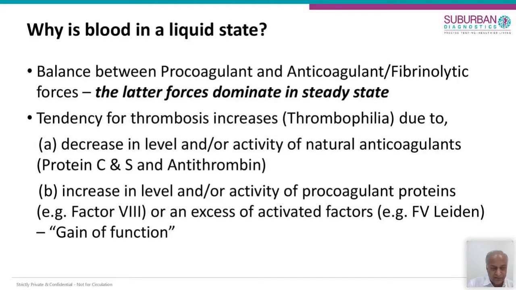Very good examples of deficiency or decreased activity of natural anticoagulants are deficiency of protein C, protein S, and antithrombin. Or alternatively, there is an increase in the level or activity of procoagulant proteins, for example factor VIII, which maybe a decade back has been recognized to be a major factor in determining the etiopathogenesis of venous thrombosis. So this is an example of genetically determined or acquired elevation of a coagulation factor, in this case factor VIII, which can give rise to enhanced procoagulant activity, and therefore neutralizes the balance which is tilted in favor of fibrinolysis, or what is responsible for the blood to remain in a liquid state, and therefore thrombosis happens.